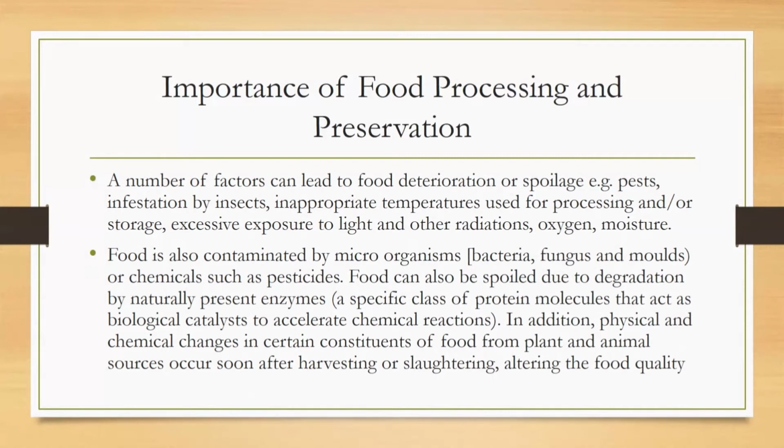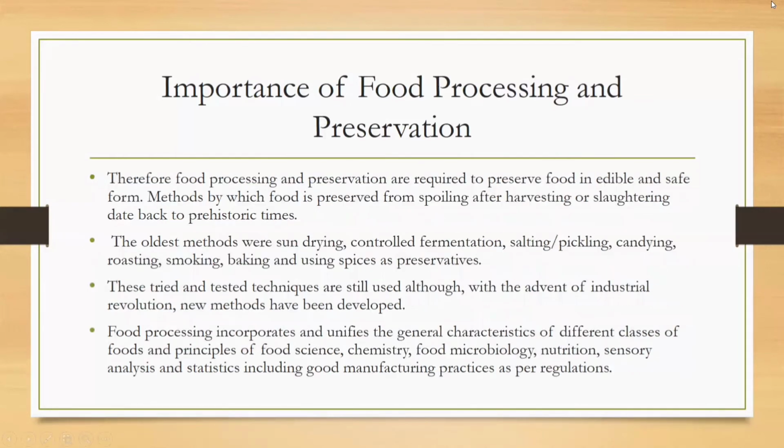In addition, the physical and chemical changes in certain constituents of food from plant and animal sources occur soon after harvesting or slaughtering, altering the food quality. Therefore, food processing and preservation are required to preserve food in edible and safe form. Methods by which food is preserved from spoiling after harvesting or slaughtering date back to prehistoric times.